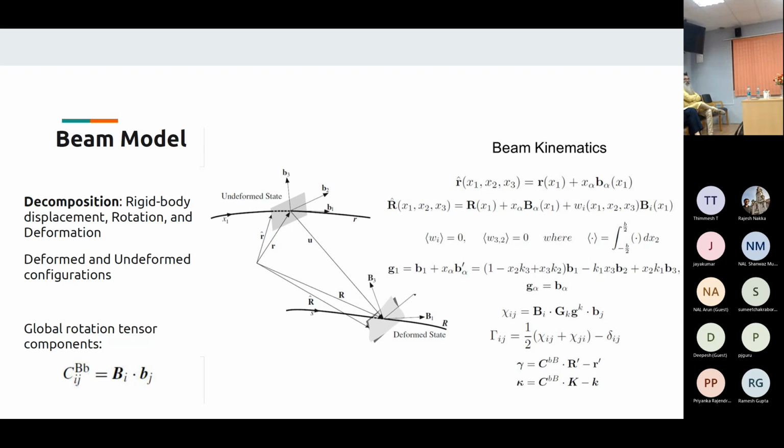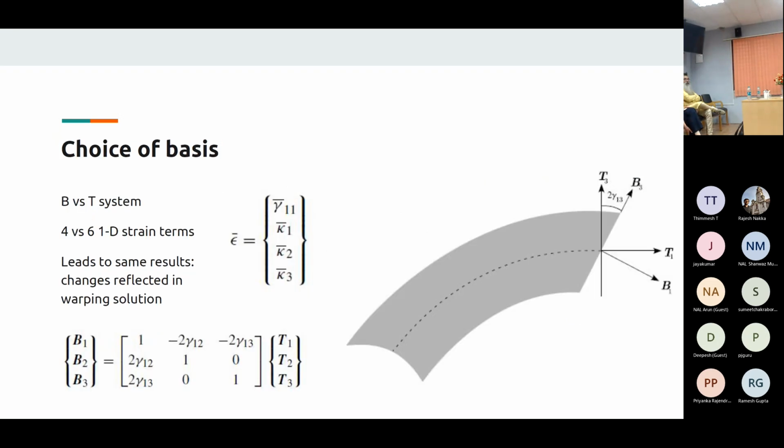So this is more required when you're finally done with the dimensional reduction, you have to get back the results in 3D. And it's a common question as to how many 1D strain terms are required. So it depends on your use case. If you want to incorporate gamma 1.2 and gamma 1.3 shear terms, you are free to.